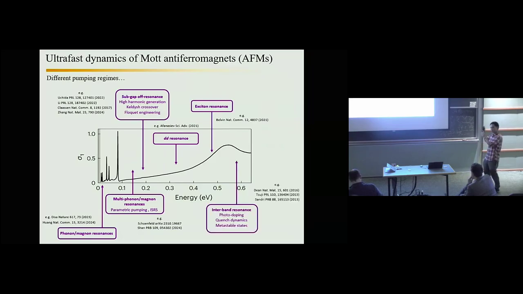And then as you get to very high photon energies, above the band edge, this is the regime of interband resonances, and there's a lot of rich work on photodoping Mott antiferromagnets, ideas related to quench dynamics, either magnetic or insulator-to-metal transitions, and their resulting metastable states have all been discussed in the context of driving in this regime.